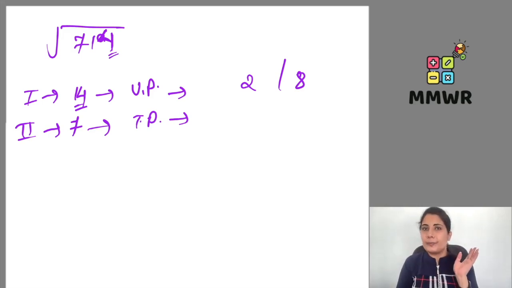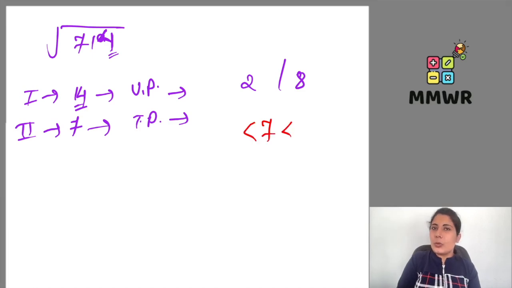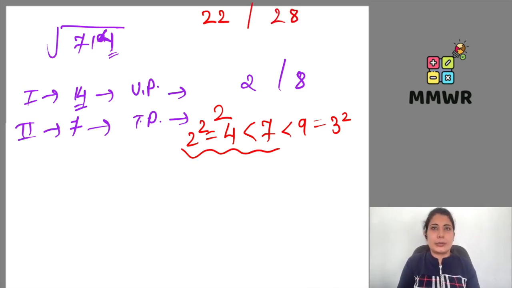So 4 is there. That means either 2 or 8 will come at the unit place. Now 7 is there at the tens position. 7 is not a perfect square, but it lies between 4, which is the square of 2, and 9, which is the square of 3. It is greater than 4 and smaller than 9. So of course it will take the help of the smaller one, 2. So the tens position is fixed. That means 22 can be the square root of 714 or 28 can be the square root.